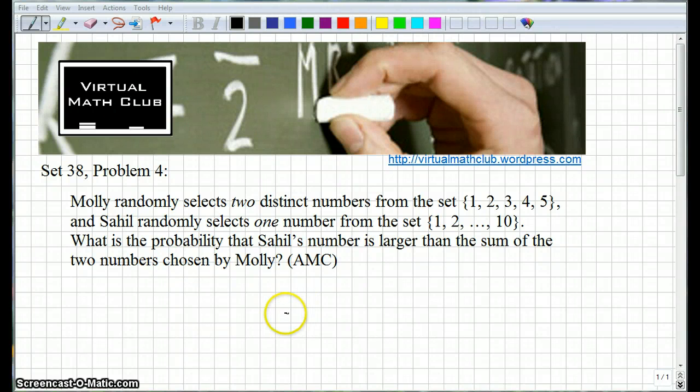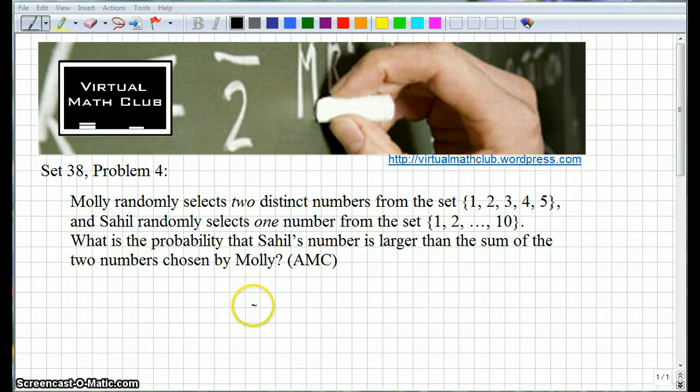Problem number 4. Molly randomly selects two distinct numbers from the set 1, 2, 3, 4, 5, and Sahil randomly selects one number from the set 1, 2, 3, 4, 5, 6, 7, 8, 9, 10. What is the probability that Sahil's number is larger than the sum of the two numbers chosen by Molly?